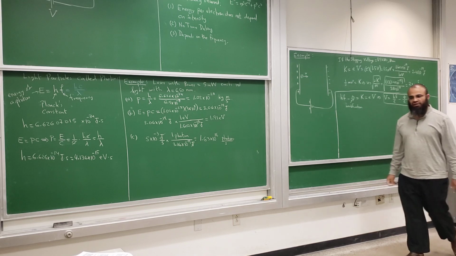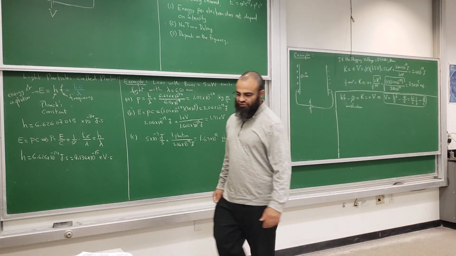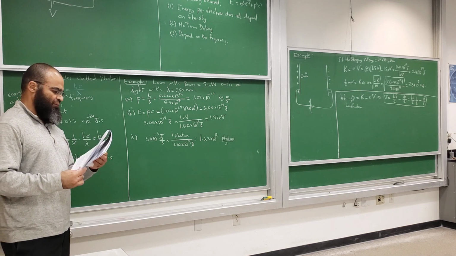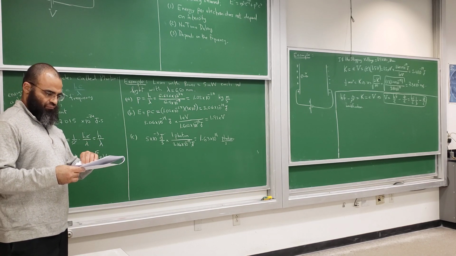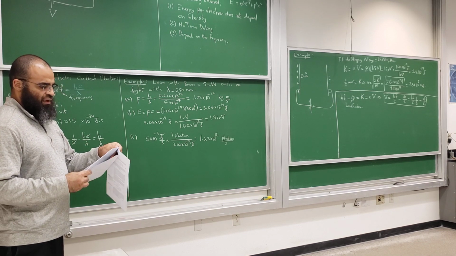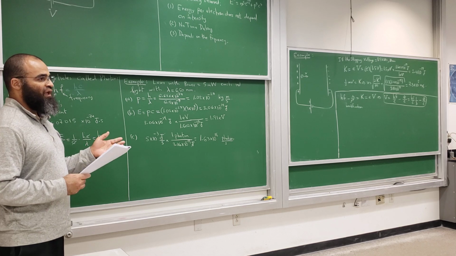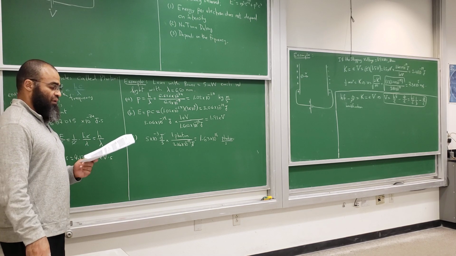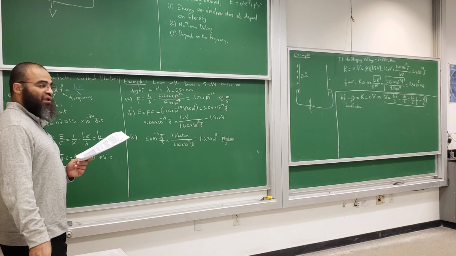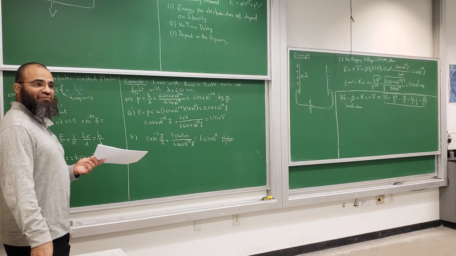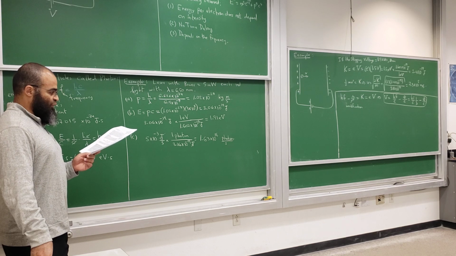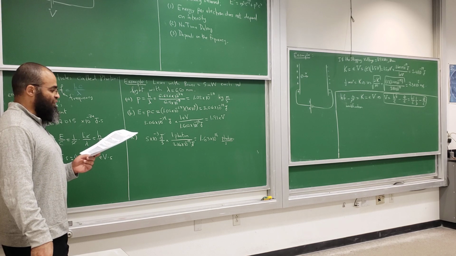Each metal has its own work function, and it has some numeric value. So I'll give you some work functions. Aluminum: to free an electron from the surface of an aluminum surface, you need 4.3 eV. Okay, so these will be given to you if needed. So the work function for aluminum is 4.3 electron volts.